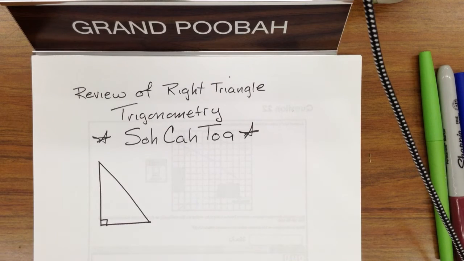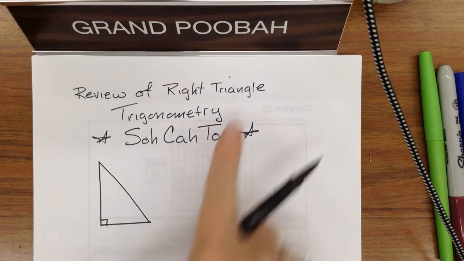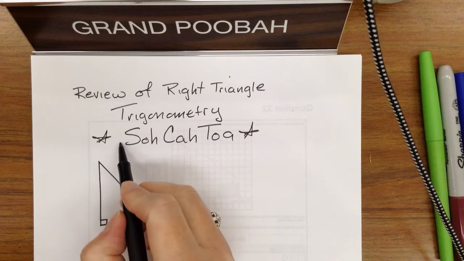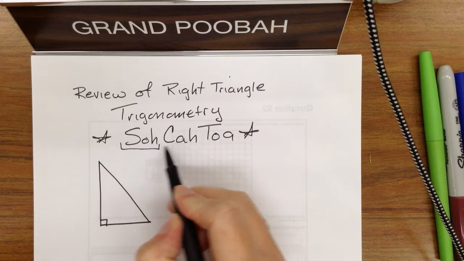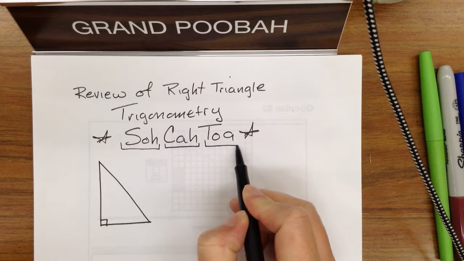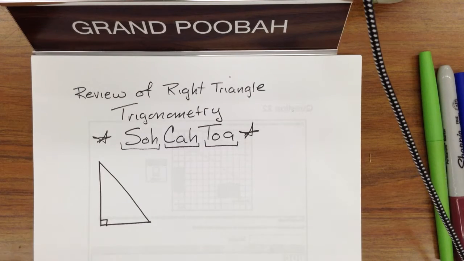Alrighty then, corn children, children of the corn, it is a fine day for mathematics. Yes, it is. Today we're going to be reviewing right triangle trigonometry. Some of you may know it by the mnemonic device SohCahToa. That stands for our three basic trig functions: sine, cosine, and tangent. So let's see how this works.